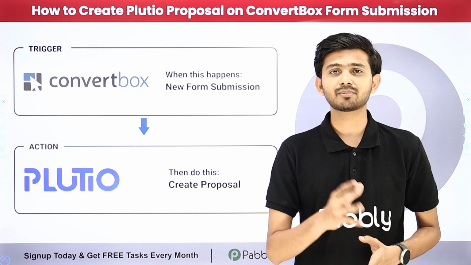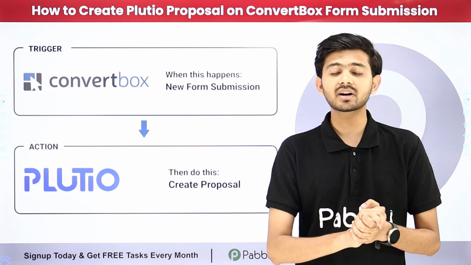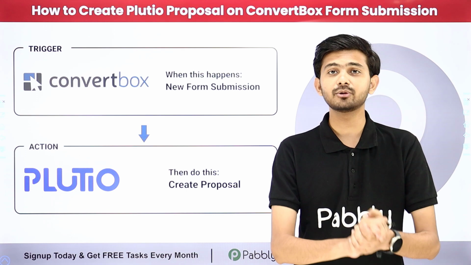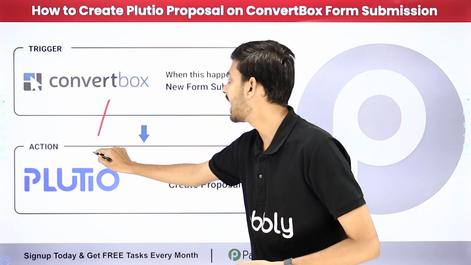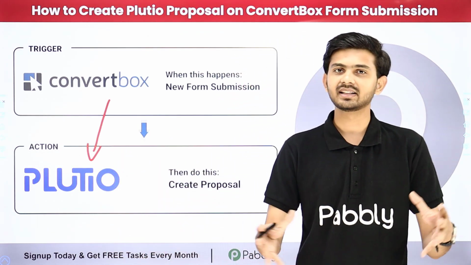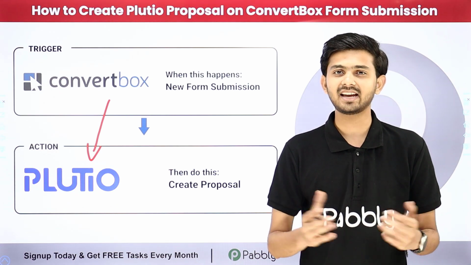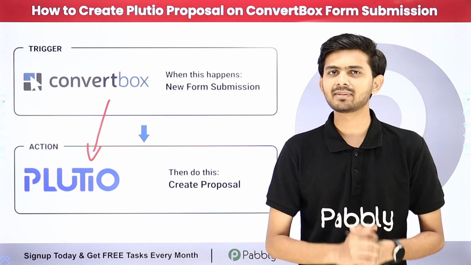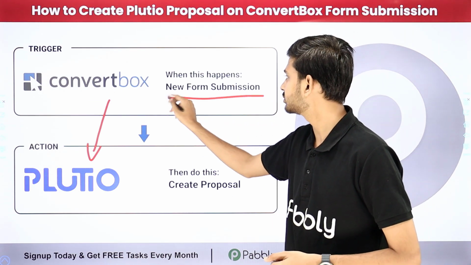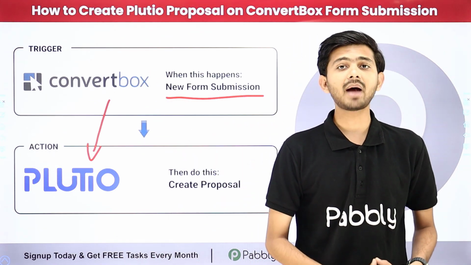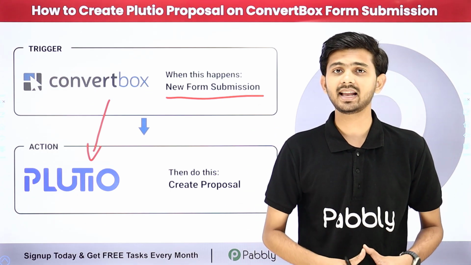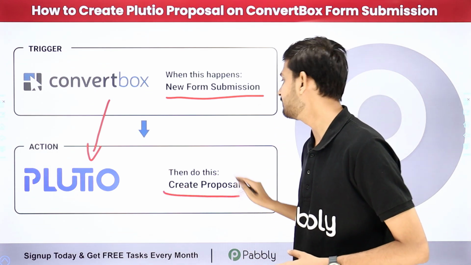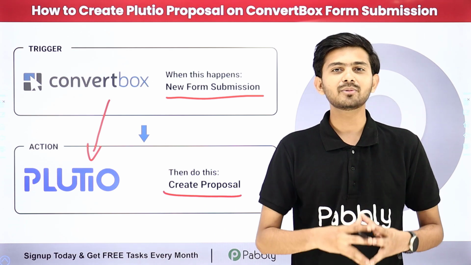So here I'm going to create this proposal for my services, and for creating the proposal automatically, I need to build a connection between ConvertBox and Plutio. For building this connection, I'm going to use Pabbly Connect, which is an amazing software for automation and integration. With Pabbly Connect, as I receive a new form submission through ConvertBox, then automatically, using all those form submission details, I want to create a new proposal in Plutio.